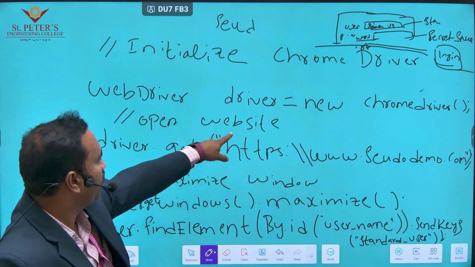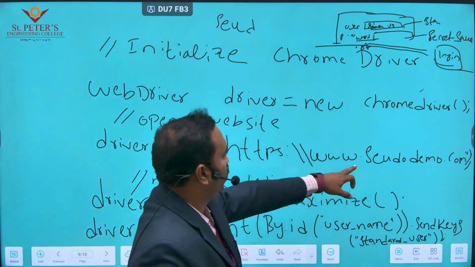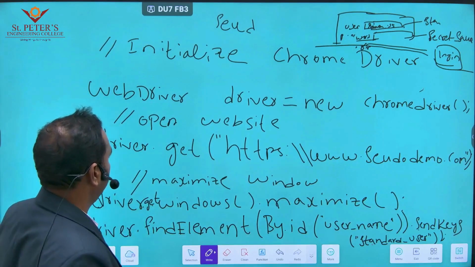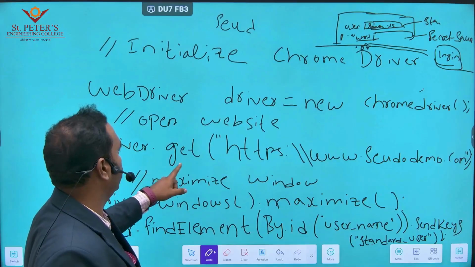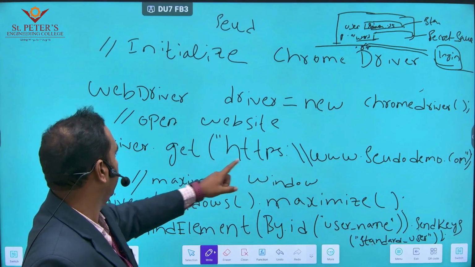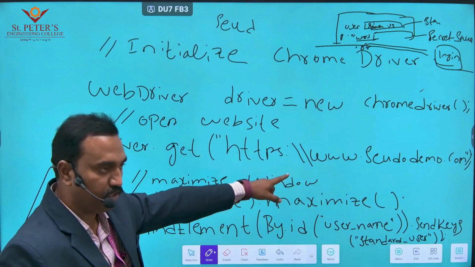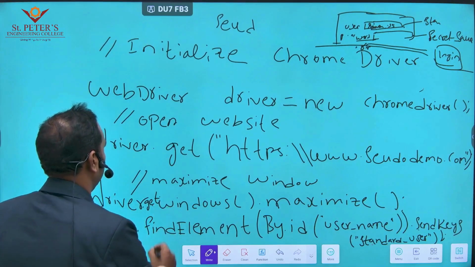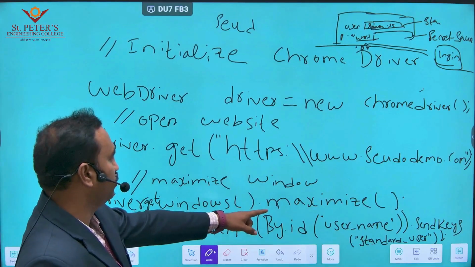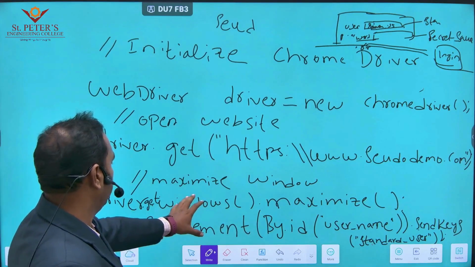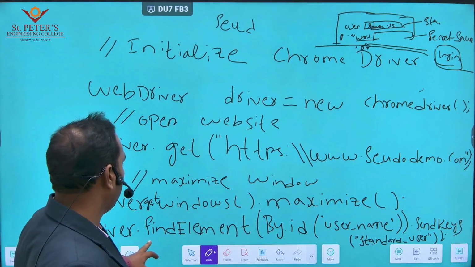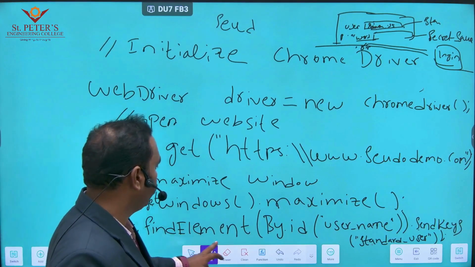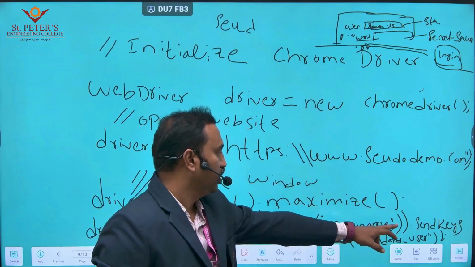For opening this website, www.sudodemo.com, you have to write this command, driver.get. By adding this, the website is going to open. Then after that, driver.manage().window().maximize(), and the website will maximize. After that it will find the element: driver.findElement(By.id), username you have given.